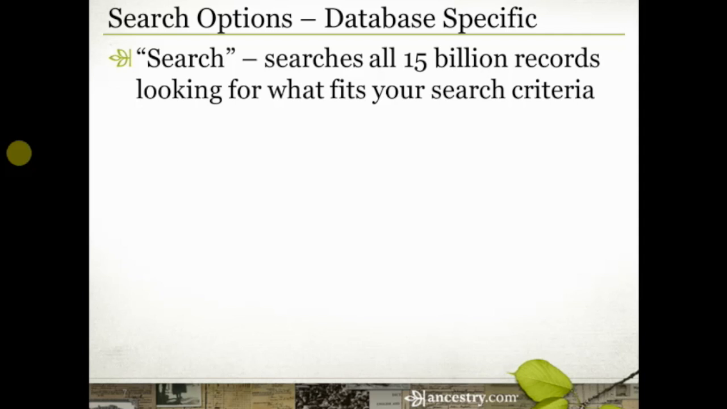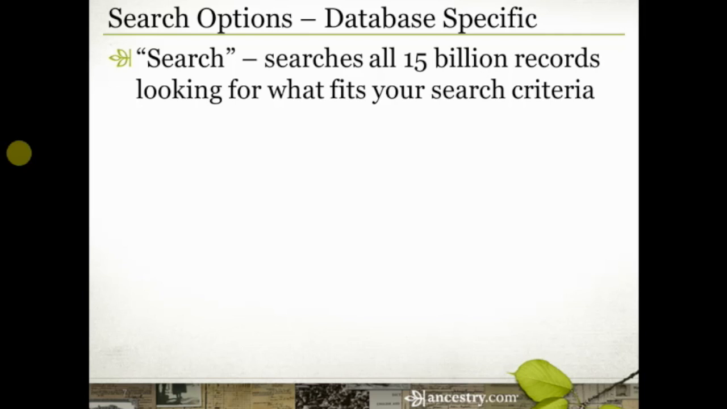Okay, so if you're searching 15 billion records and all you put in is John Smith, chances are you're going to get several million search results back. Now, if you put in John Smith who lived in California, you're going to narrow your search a little bit. If you put in John Smith who lived in Oakland, California, you're going to limit your search even more. If you put in John Smith who lived in Oakland, California and has a wife named Mary, you're going to limit your search even more.